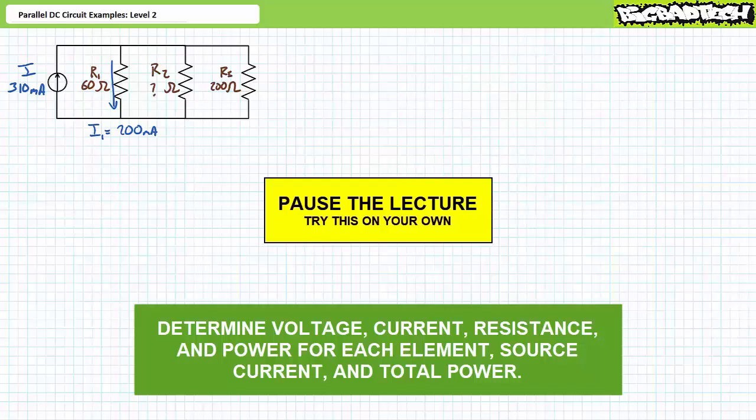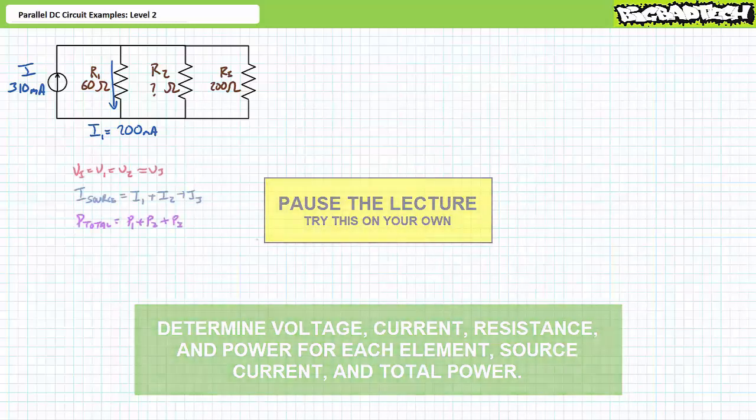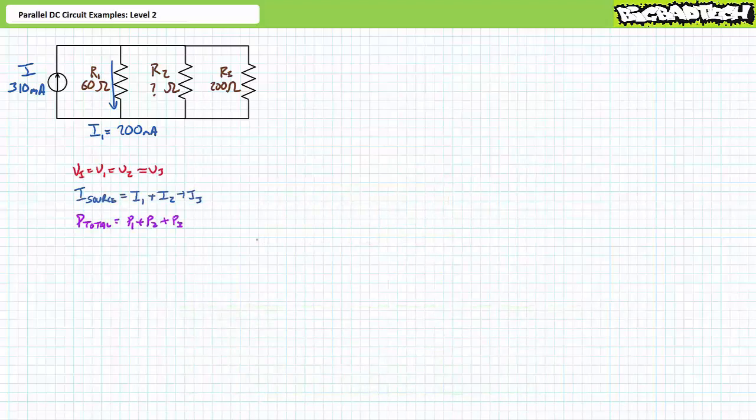If you're tracking, you should have obtained the following results. Voltage across elements in parallel is the same. The voltage induced by the current source is equal to V1, which is equal to V2, which is equal to V3. Kirchhoff's current law. Source current comes out and splits into three paths. For this circuit, I source equals I1 plus I2 plus I3. Finally, power in equals power out. For this circuit, power total equals P1 plus P2 plus P3.